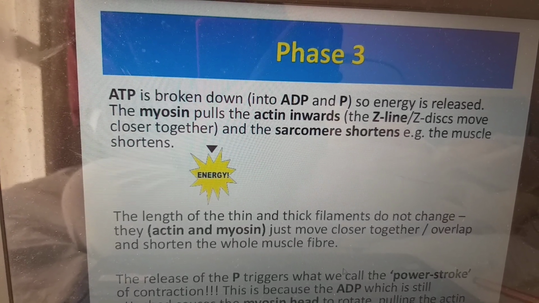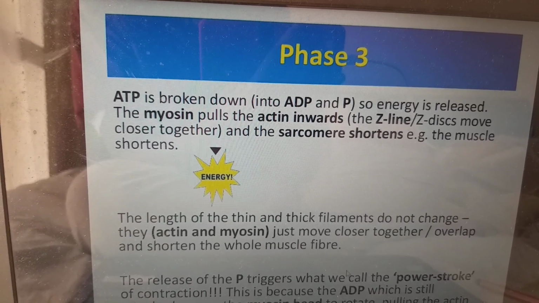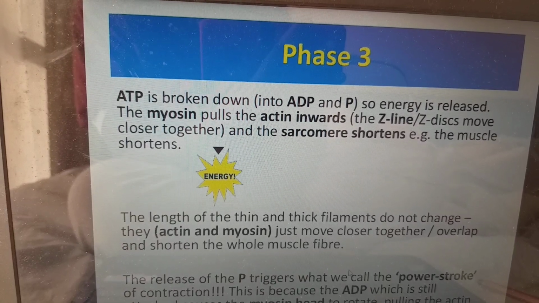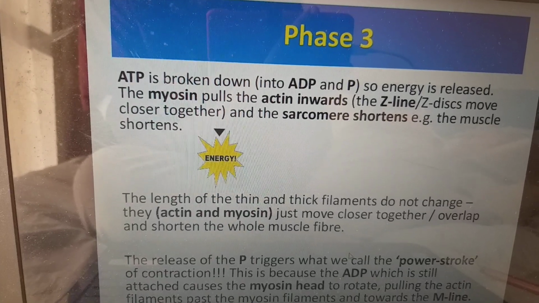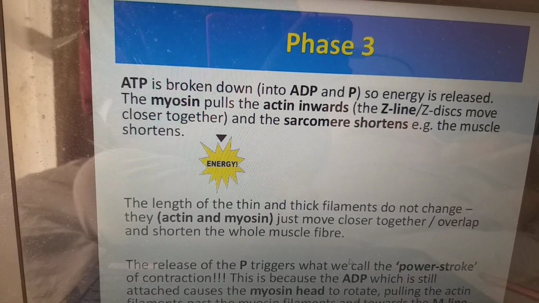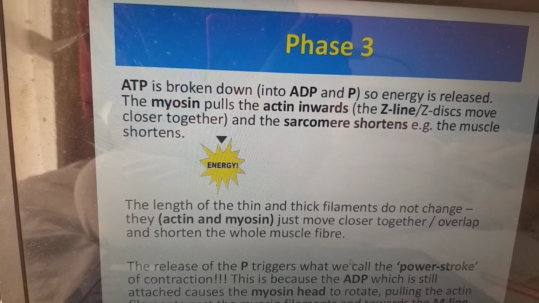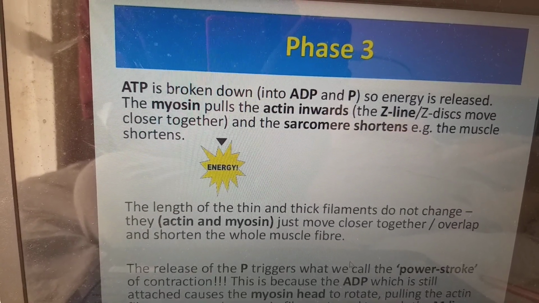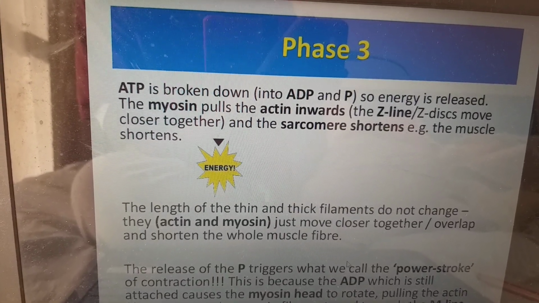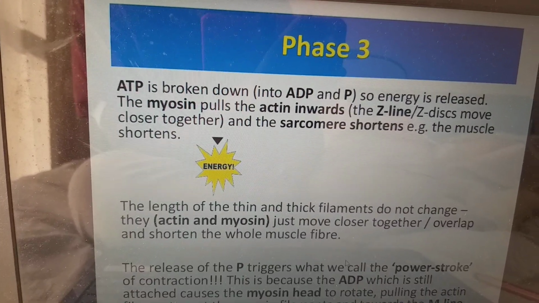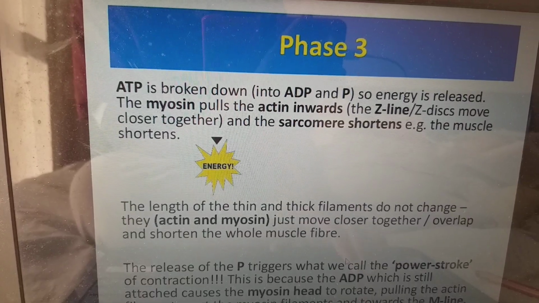The length of the thick and thin filaments does not change. The actin and myosin just move closer, overlap and shorten the whole muscle. The release of phosphate triggers what we call the power stroke of contraction. This is because the ADP is still attached to the myosin head. ATPase is the enzyme present on the myosin head, which splits the ATP into ADP plus Pi, rotating and pulling the actin filament past the myosin and moving it towards the M line.